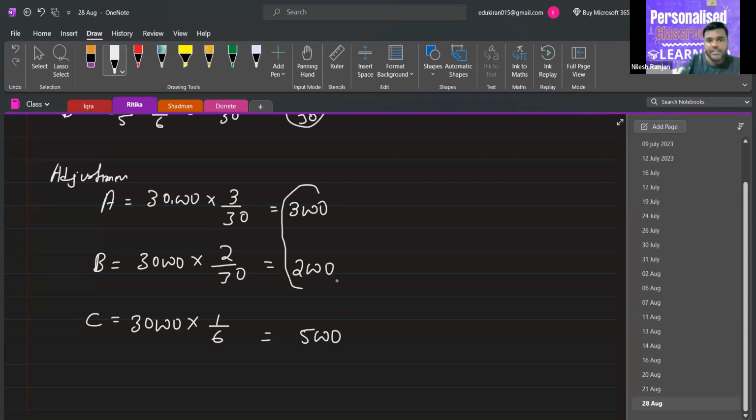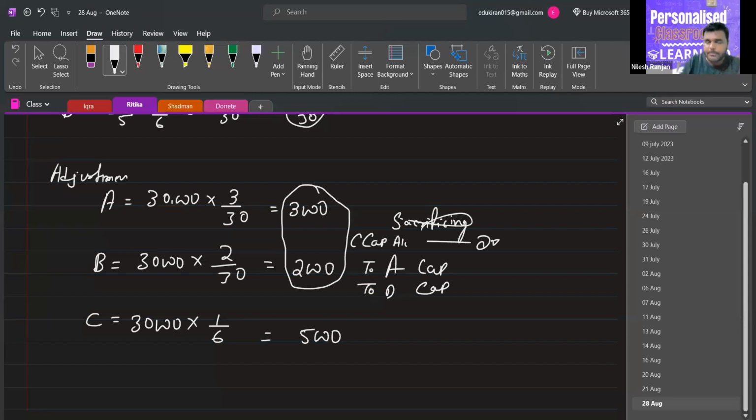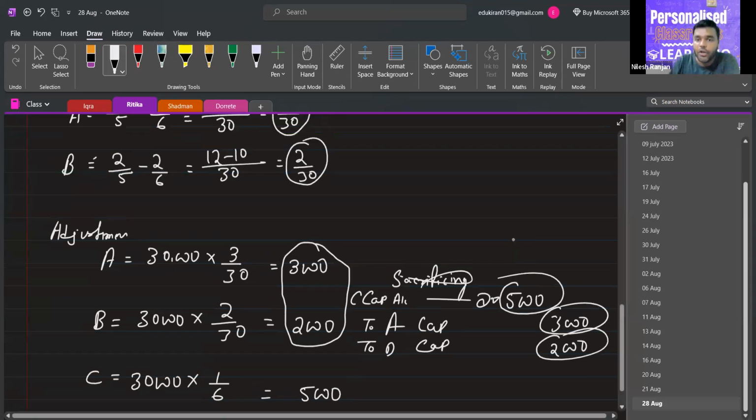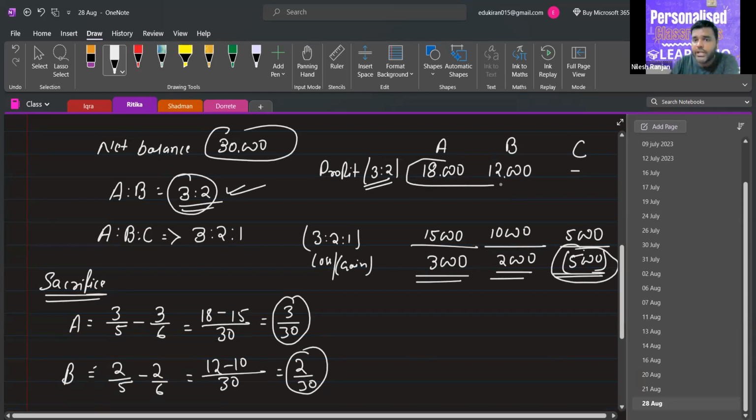So A and B are sacrificing partners. That's why A capital and B capital will be credited, and C capital will be debited. C capital will be debited with 5,000, A capital 3,000, and B capital 2,000. This means A and B capital will increase by 3,000 and 2,000, and C capital will decrease by 5,000, because C will pay this 5,000 to A and B as compensation, because they are in loss due to not distributing this amount in their old ratio.